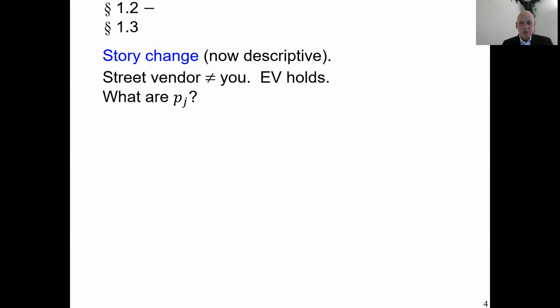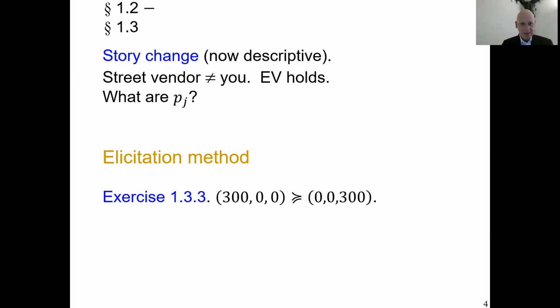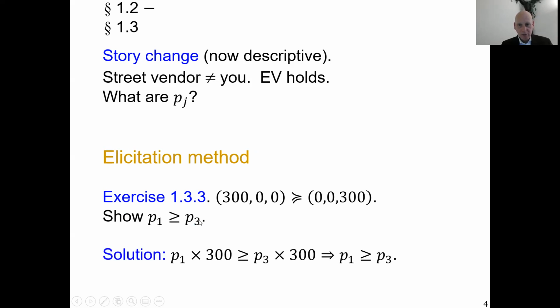So we're going to observe the decisions. We're going to do what the economists like so much, the revealed preference game. We're going to observe decisions from the decision maker, and we're going to derive from those what the probabilities are, what his attitude is. We're going to use a revealed preference approach, let me call that the elicitation method, to prepare first an exercise. Assume that we observe that the street vendor prefers receiving €300 if no rain to €300 if all rain. And I ask you, you can derive from that P1 greater or equal P3.